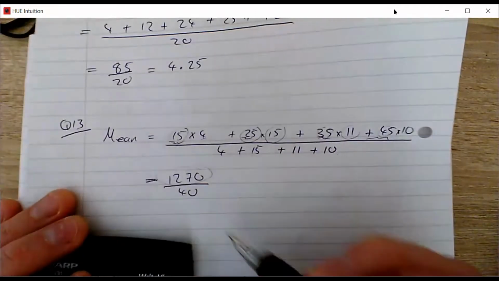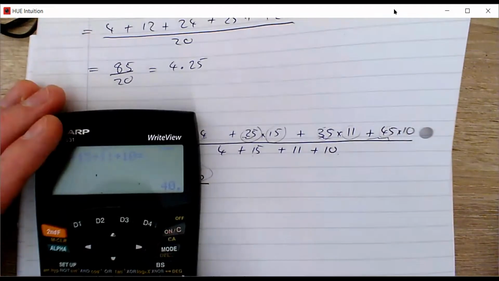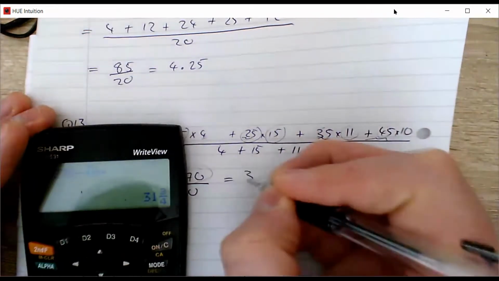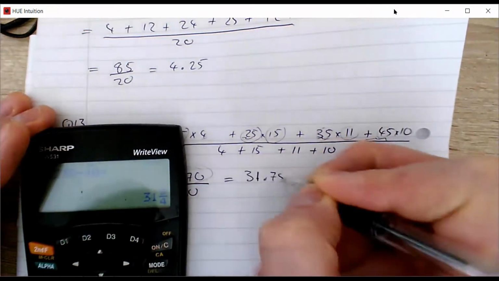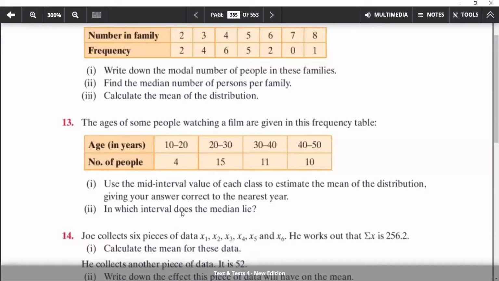Okay, and what you get there is add all the ages up, you're going to get 1,270, or the approximate ages, divided by 40. 1270 divided by 40 gives 31.75 is an estimate of the mean value. The next part of that question then says, in which interval does the median lie?